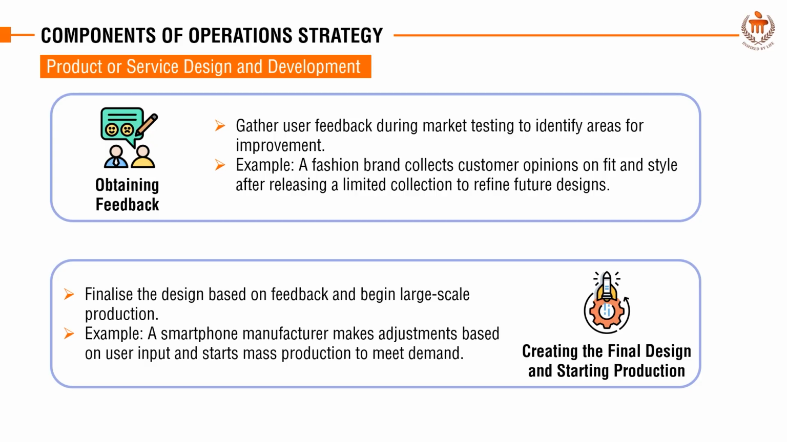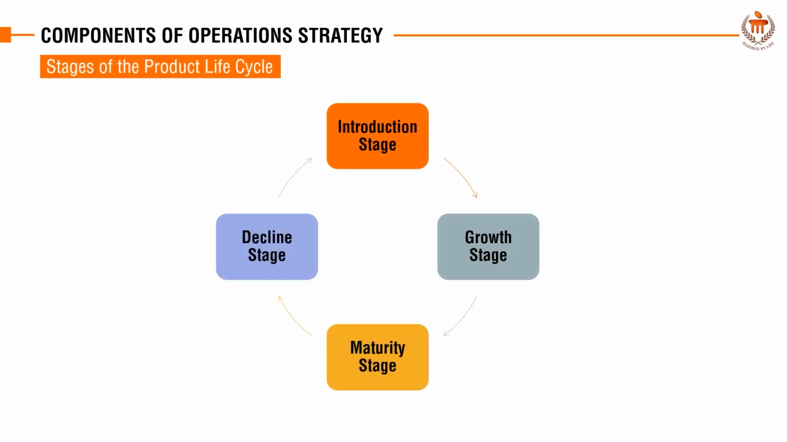Creating the final design and starting production. Based on the feedback received, the final design is completed and production begins. For example, after making adjustments based on user input, a smartphone manufacturer may finalize the design and commence large-scale manufacturing to meet anticipated demand.